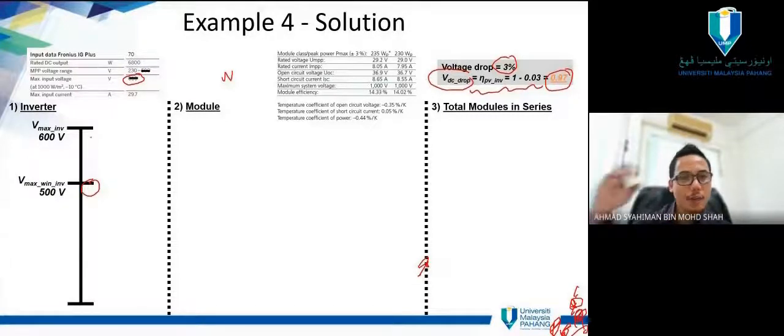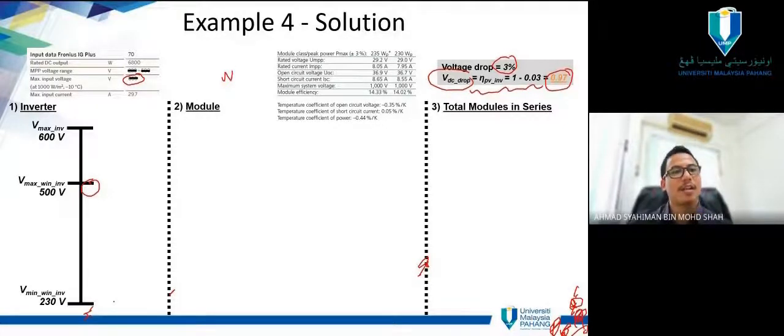Dan follow yang bawah sekali kita terus isi yang bawah ni pula kan. Okay, ni berapa? 230. Okay, 230. Okay, nampak jelas dah. Oh, ni masuk yang tadi saya cakap tu dalam ruang 500 to 230. Okay, what's next?